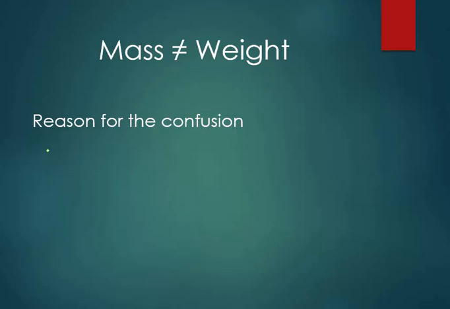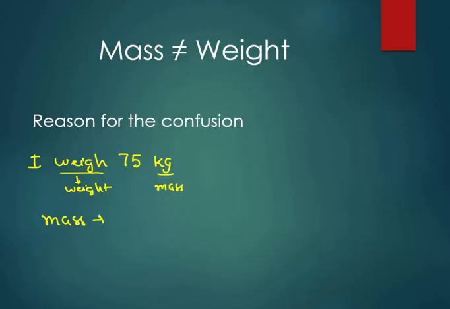For example, when I say that I weigh 75 kilograms, note the use of language over here. I'm using the word weigh. That means I'm referring to weight, but I'm using the unit of mass. And when you get into a physics class, you are told that the unit of mass is kilogram and the unit of weight is Newton or dyne. Therefore, this confusion arises sometimes.